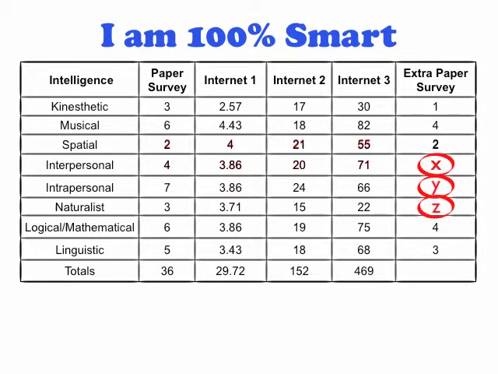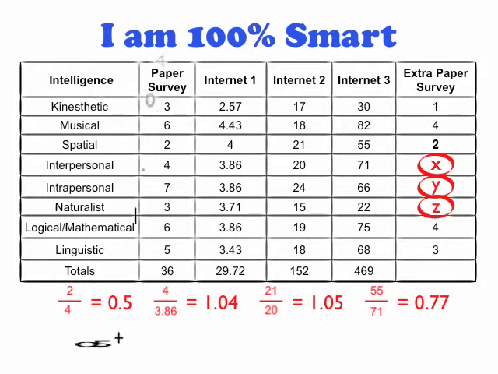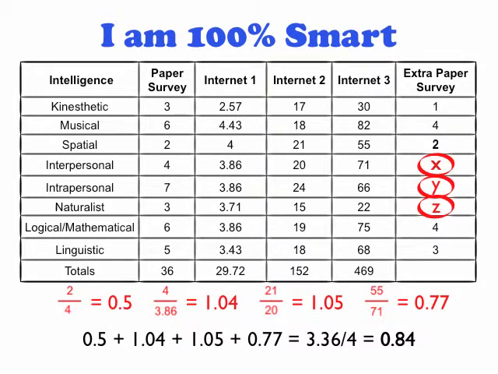Now, before we go on making an equation, we need to establish a relationship between spatial and interpersonal by using fractions. Then convert these fractions into decimals. Finally, average the decimals. So 2 over 4 is 0.5, and 4 over 3.86 is 1.04, and so on. Then add up all the decimals and divide by 4. You will get an answer of 0.84.